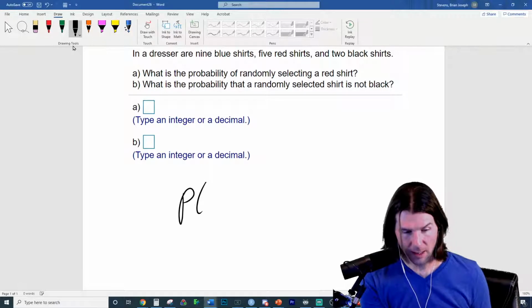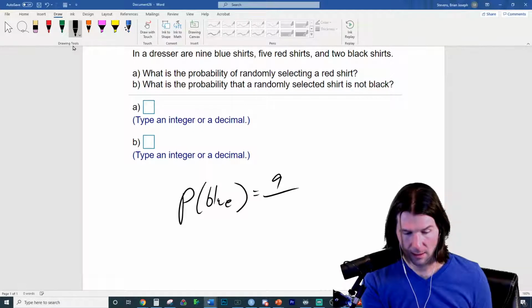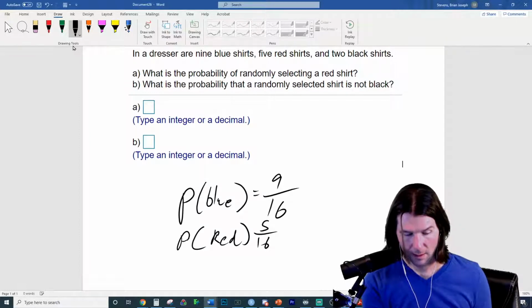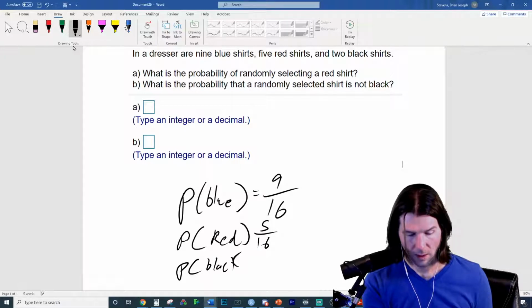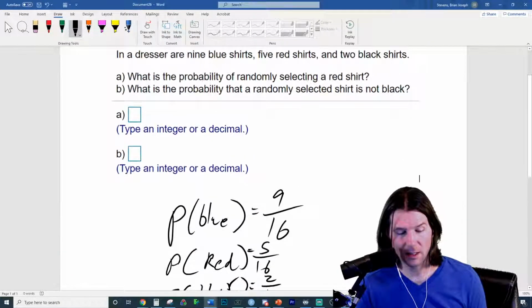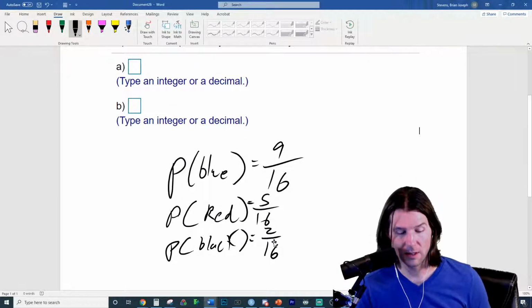So we've got probability of blue shirt. Blue is going to be 9 out of 16. Probability of red is 5 out of 16. Probability of black is 2 out of 16. Horrible handwriting, but we can read it. So we have all the probabilities right here: 5 out of 16, 9 out of 16, and 2 out of 16.